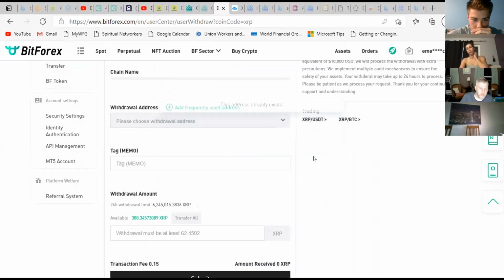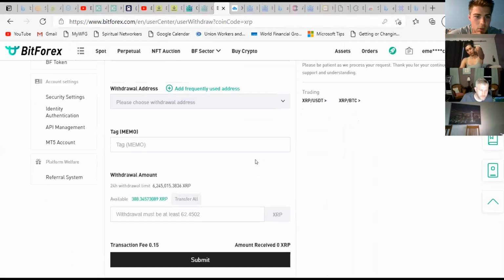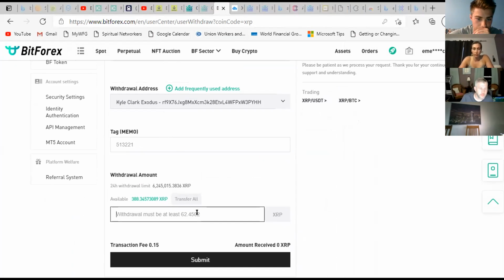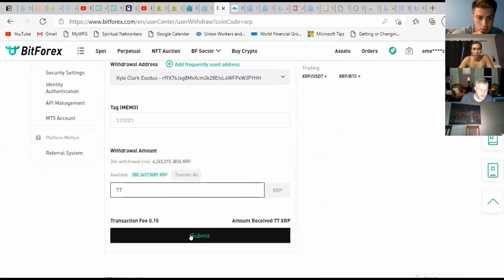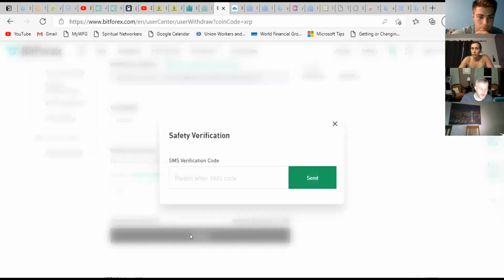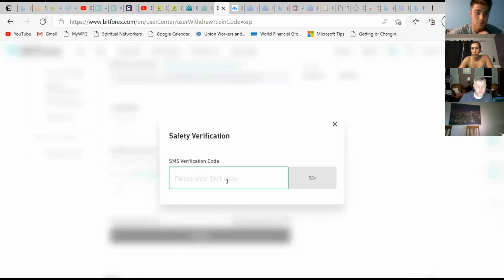Okay, this address already exists. Oh, I just did that. Choose. Okay, bam. Choose a wallet address. There's the memo. 77. Look good? Sure. It's a good transaction fee. It's cheap. Yeah. Got confirmation code.